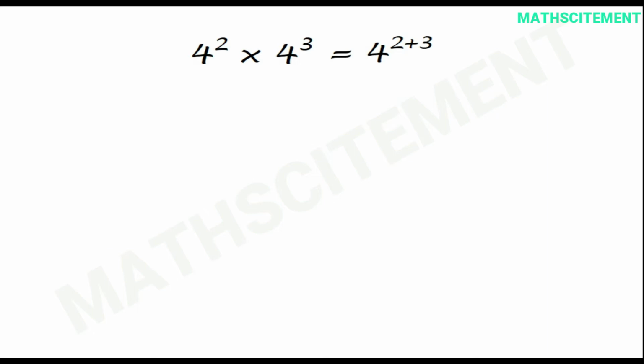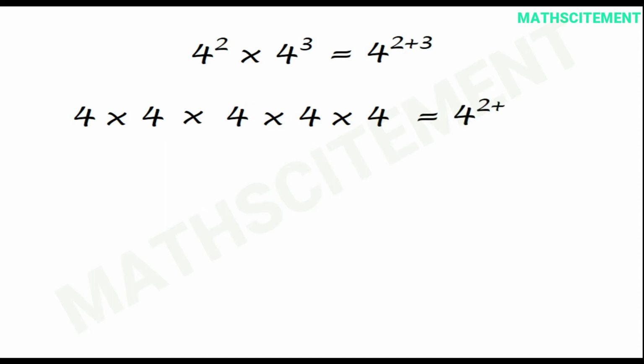Let's understand why. We will solve this expression. 4 to the power 2 means 4 multiplied by 4. And 4 to the power 3 means 4 multiplied by itself thrice. Let's keep the right hand side as it is. Now let's count the number of 4s. 1, 2, 3, 4 and 5. This can be written as 4 to the power of 5, which equals 4 to the power of the sum of 3 and 2.